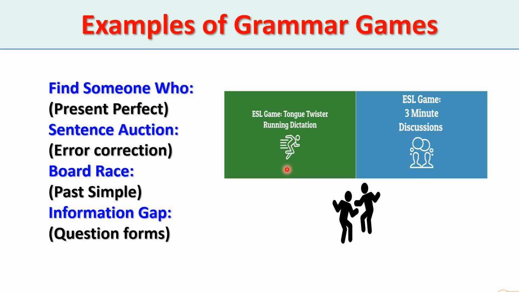And the second activity is Sentence Auction. Students receive several sentences and decide which ones are grammatically correct. For example, they may see the sentence "She has went to school." Students need to identify the mistake and explain the correct sentence is "She has gone to school." This activity helps improve grammar awareness.